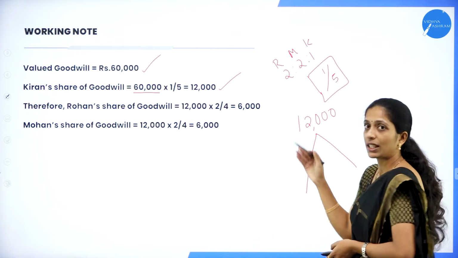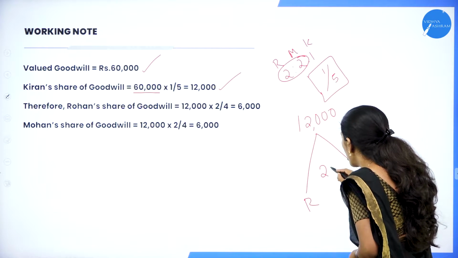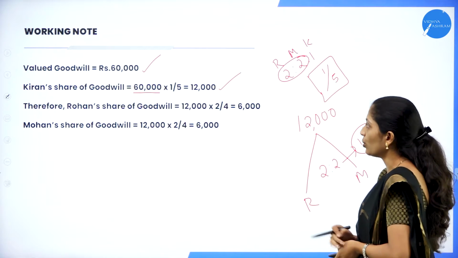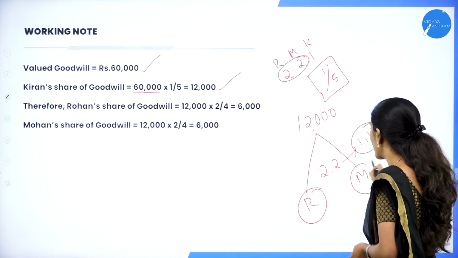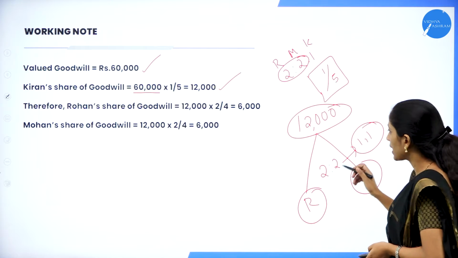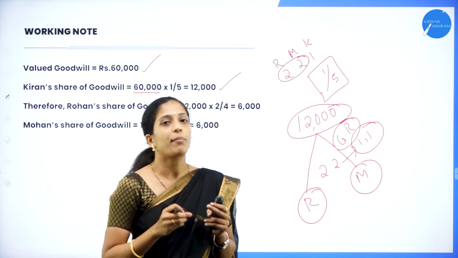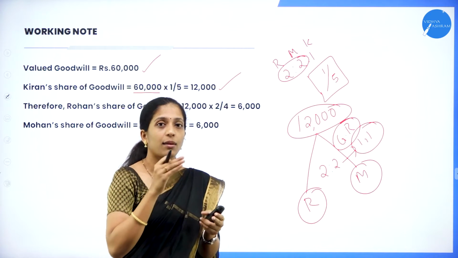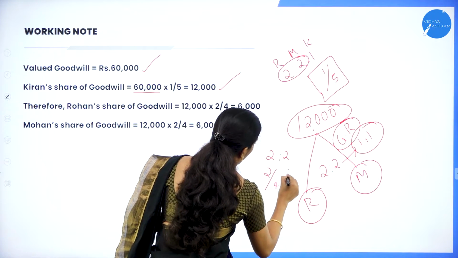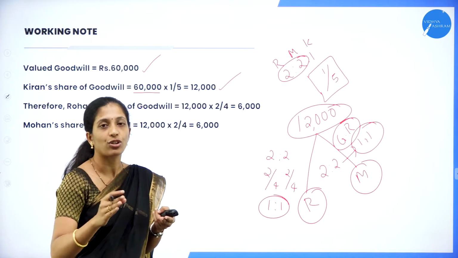Now we got 12,000 as Kiran's share. Distribute this 12,000 among the remaining partners Rohan and Mohan in their remaining ratio, that is, the gain ratio. What is their gain ratio? 2:2, or it can be 1:1 if you simplify. This is how you distribute the retiring partner's share of goodwill among the remaining partners in gain ratio. But in this problem, they have not given any information, so from the old ratio, if you take out the retiring partner's share of profit, the remaining will be the remaining partners' share of profit. That is 2:2, which can be written as 2/4 and 2/4, or simplified 1:1. So you will distribute that 12,000 in 2:2 or 1:1 ratio.